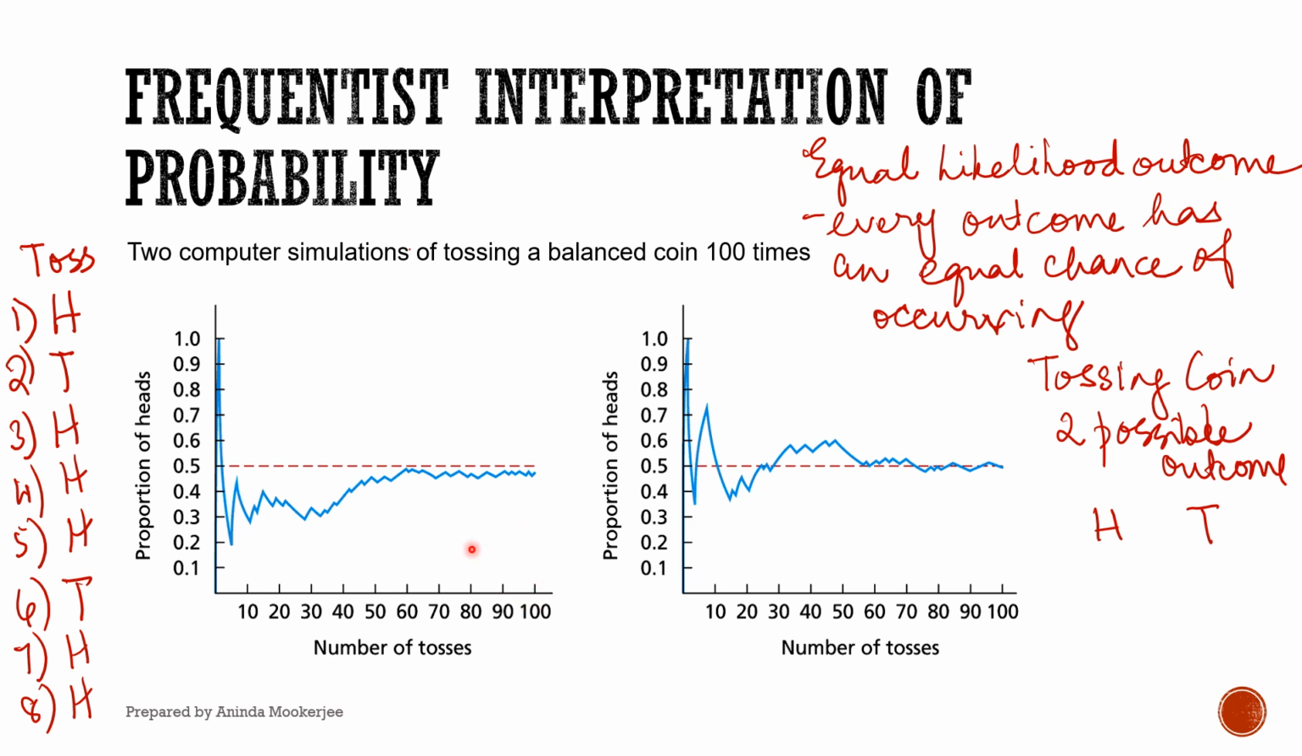So that's what the frequentist interpretation says, and the same thing occurs in this chart. Also in this graph, we see a similar outcome. So the frequentist interpretation of probability states that in order for the equal likelihood outcome to be true, the experiment has to be repeated over and over again frequently.